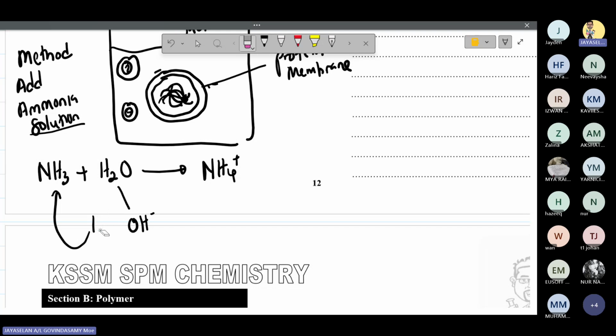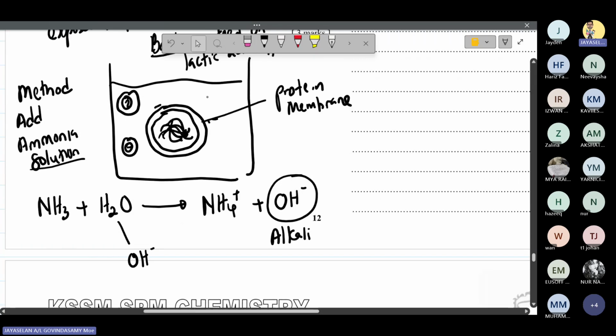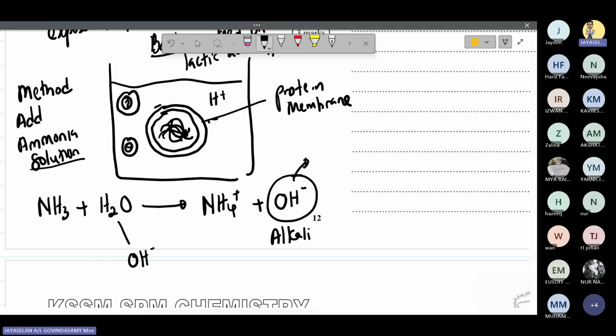Okay, so dah dapat ammonium ion, right? So ammonium ion is a neutral ion. Dia takkan kacau. Then we have hydroxide ion. This ion is what ion? Is an alkaline ion. Alkali ion. So bacteria cannot survive in alkali medium. So katakan di sini hydrogen ion masuk. So this hydroxide ion will neutralize the hydrogen ions produced by the bacteria. And it also will add more negative charges and will make sure the rubber particles repel each other all the time. Okay, sampai dibawa ke kilang, dia masukkan methanoic acid. So this is the one you have to explain.